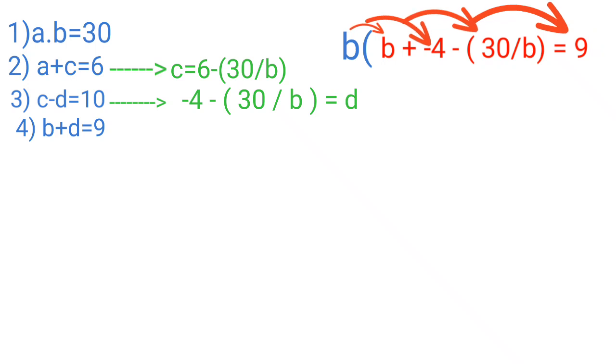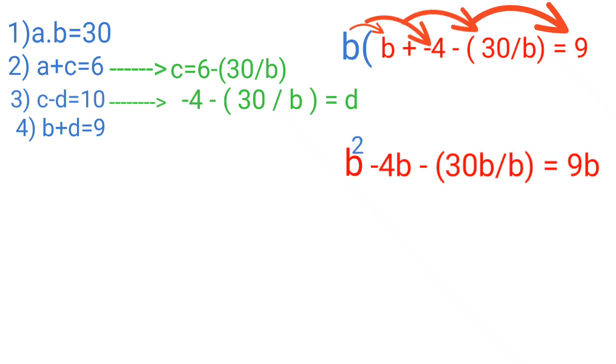How can we solve this for b? Well, to get rid of the denominator here, we can multiply by b. So we take the left side and multiply the whole side by b, and on the other side we multiply by b as well. So what do we get if we multiply b with every element in our parentheses? Here we have b times b equals b squared, and then 4b, and minus 30 over b, b times 30 over b cancels out, and only the 30 is left. And on the other side, we have our 9b.